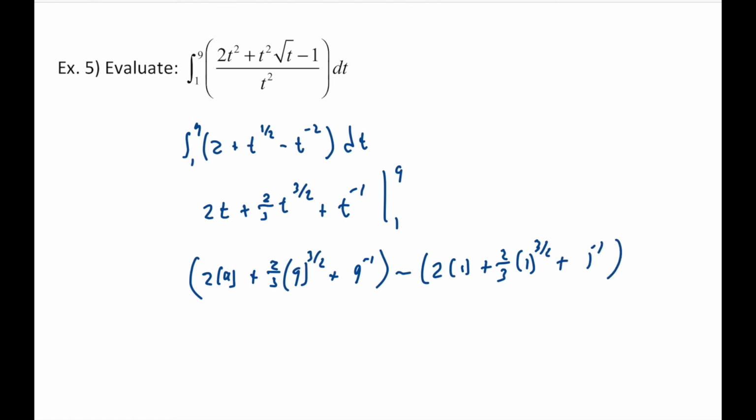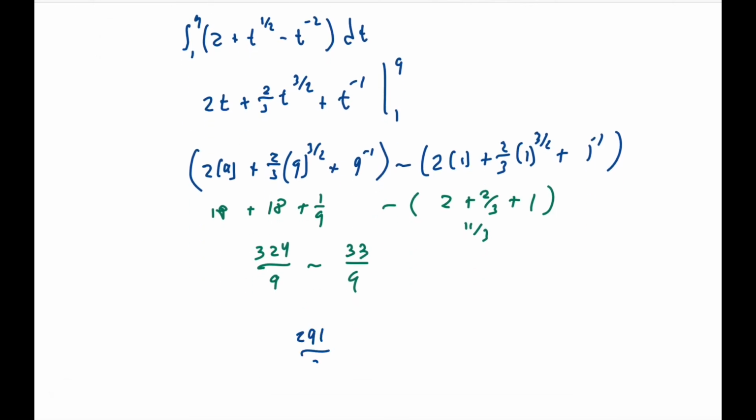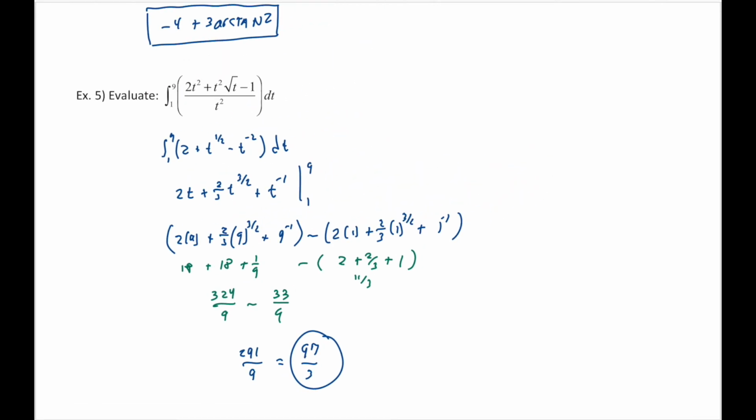So that is, let's just simplify some things. It's 18 plus, 9 to the 1/2 is 3. 3 cubed is 27. That's going to be 18 plus 1/9. All right, so that's 36 plus a 9th. That's 324 over 9. Subtract. This is 2 plus 2/3 plus 1. That gets us 11/3. So that is subtract 33/9. Gives us 291/9, which is also 97 over 3. Check that. Follow along.